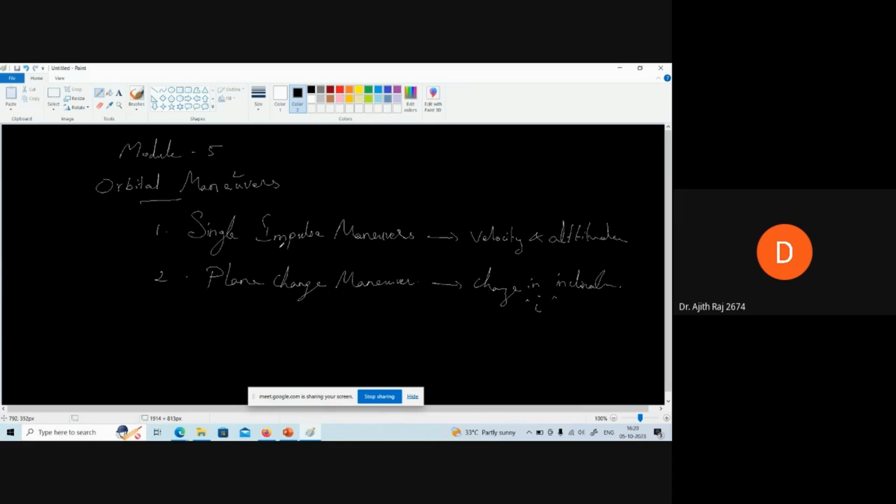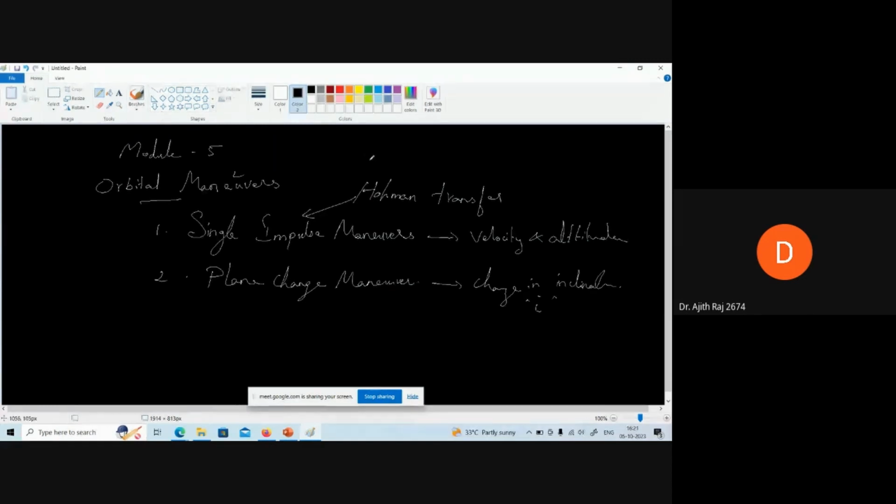So, single impulse maneuver and plane change maneuver. For changing velocity and altitude, we have a method called Hohmann transfer that we will again see in detail. Single impulse maneuver is also called Hohmann transfer, or we can say a Hohmann transfer is a type of single impulse maneuver where we change the velocity and altitude of the satellite.